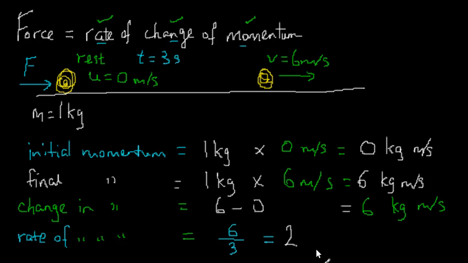What about the units? I know that the unit for 6 is kilogram meter per second. I know that the unit for 3 came from the time, so the unit for 3 is second. So the unit is kilogram meter per second, divided by second. That means in the denominator, I gain another second. So the correct unit would be 2 kilogram meter per second squared. That's the rate of change of momentum.